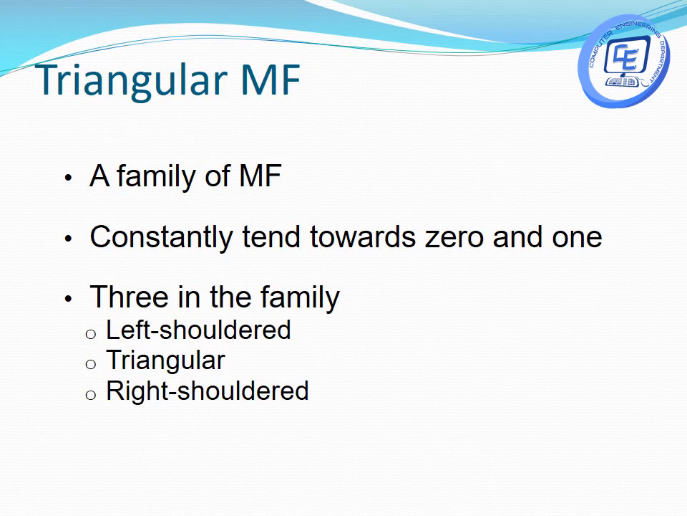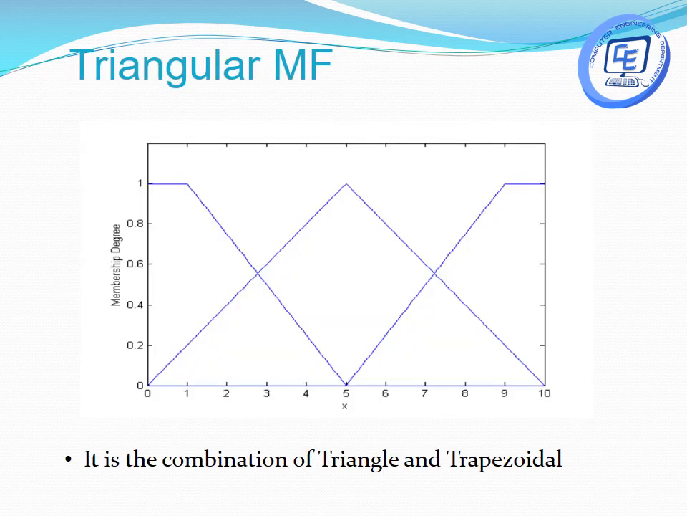After that, triangular membership function. It's a family of membership functions, so it constantly tends towards 0 and 1. There are three types in this family of triangular membership function. One is left shoulder, second is the pure triangle, which is called triangular, and the third one is right shoulder. We'll see diagrams. In this particular diagram, as I have already told, x denotes elements, and the y-axis has membership degree.